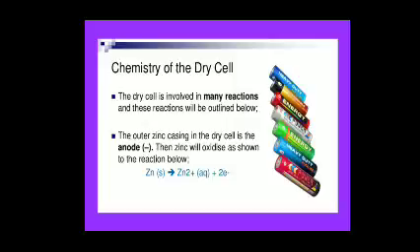The outer zinc casing in the dry cell is the anode. The zinc will oxidize as shown in the reaction below. Zn solid state turns to Zn2+ aqueous solution plus 2 electrons. This is the first reaction at the anode.